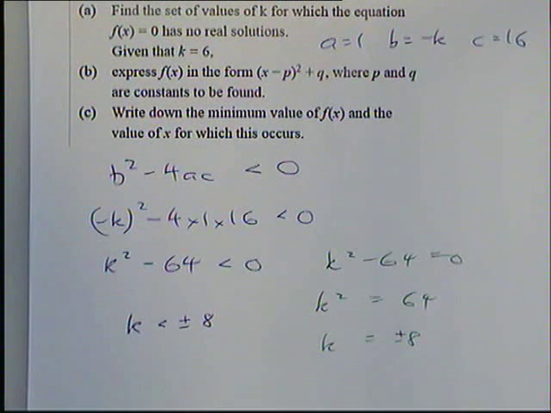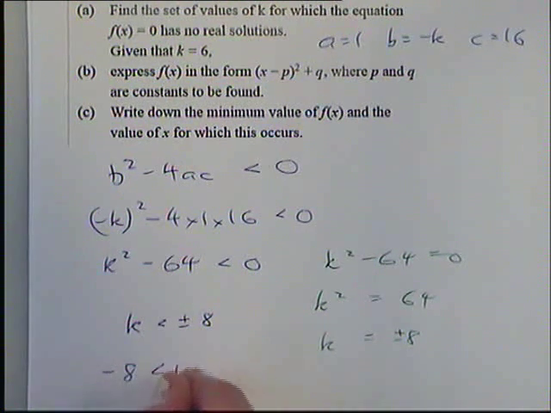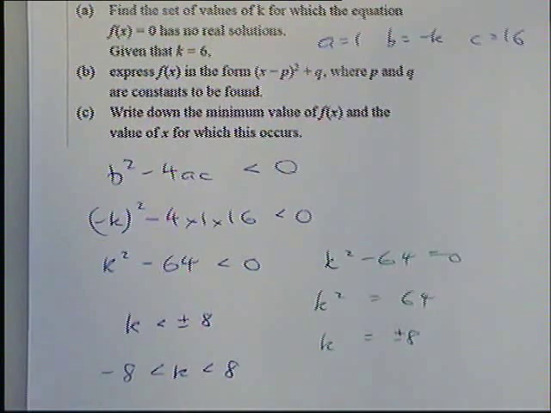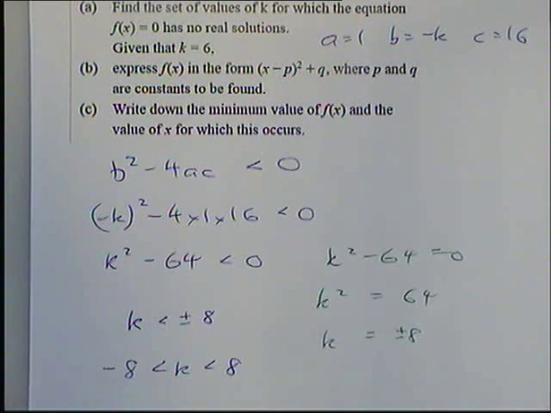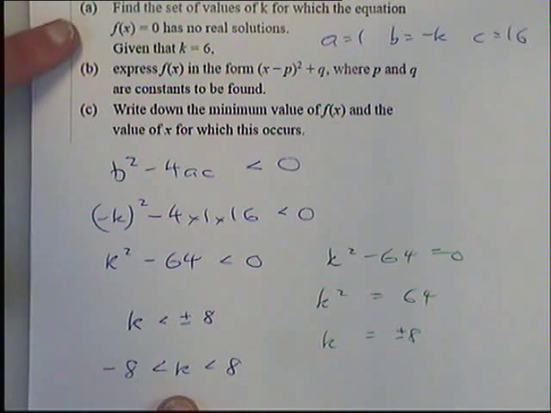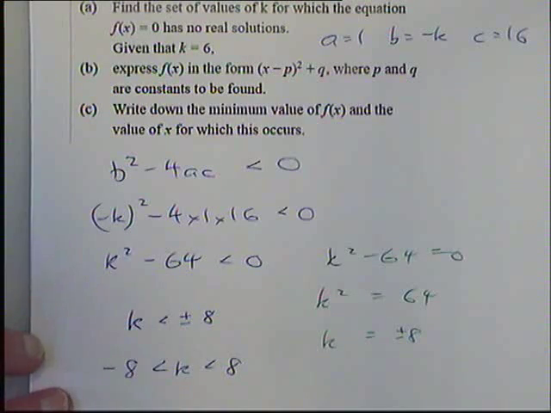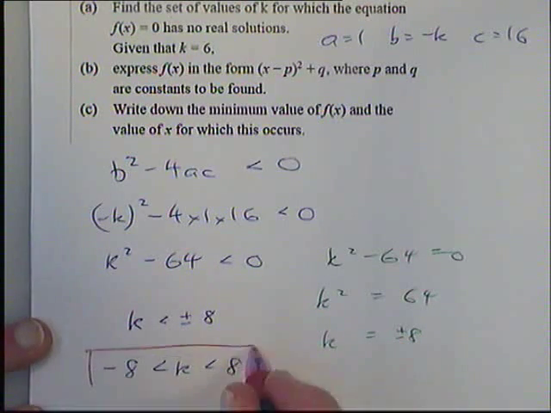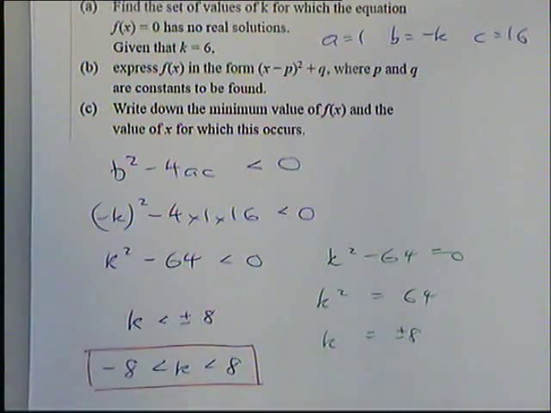So what that means is k has to be between minus 8 and plus 8. Okay, that is what we actually get for here. So k must be a number between minus 8 and plus 8. So we've done the part A bit, find the set of values for k. So that is the answer for part A.